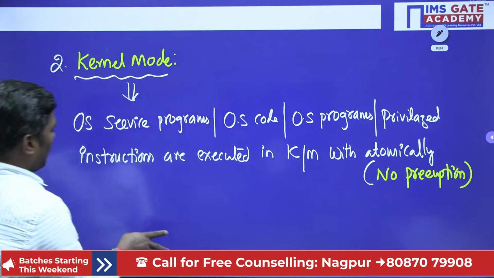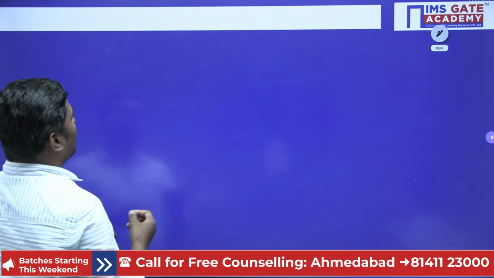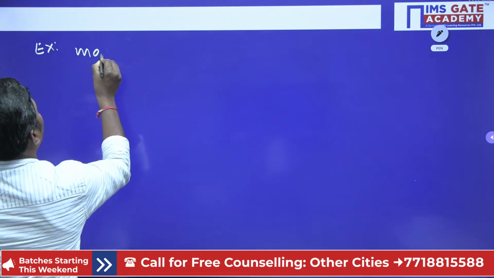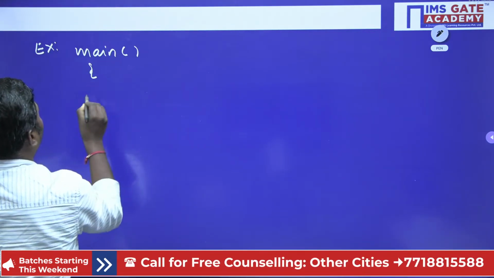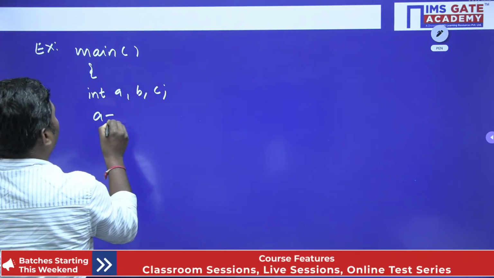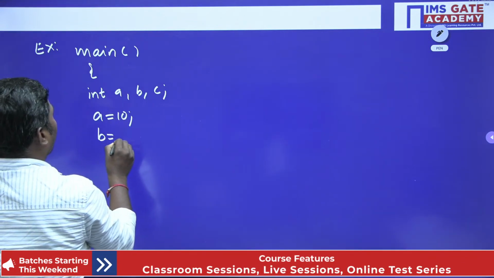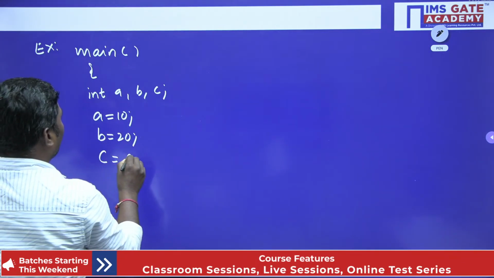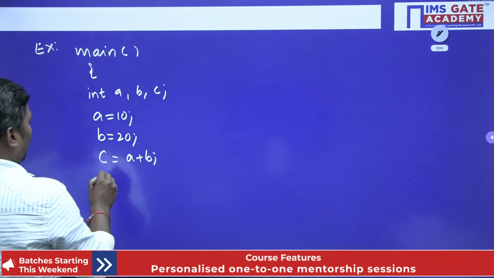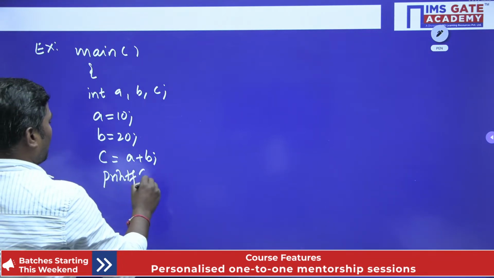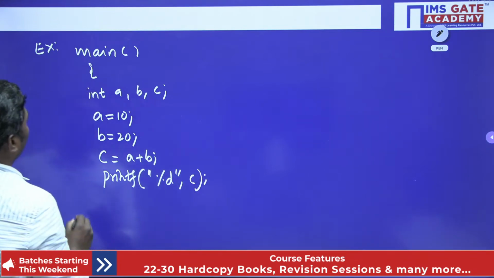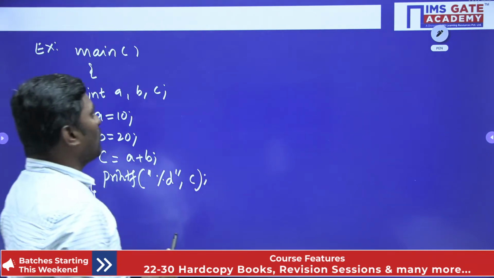What I'm trying to say now, suppose, for example, I'll take some examples. Look at this example. Main. Int a, b, c; a equal to 10, b equal to 20, c equal to a plus b. Getting my point? So now I'm just printing printf of %d comma c. So this is a program code.